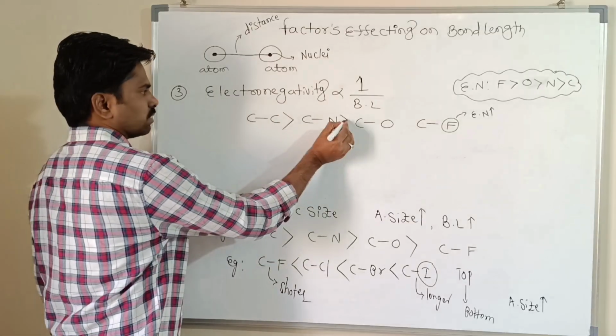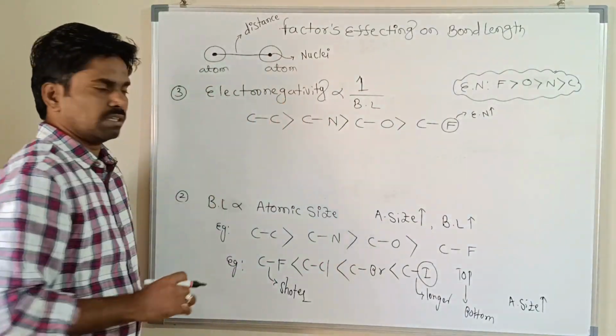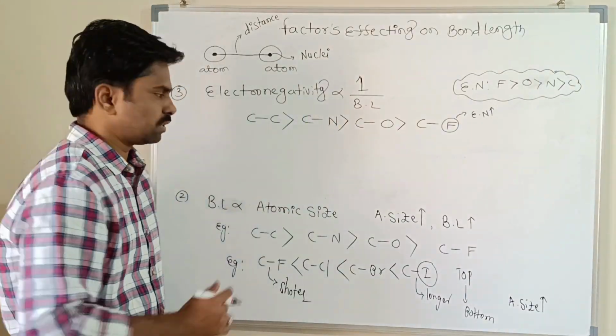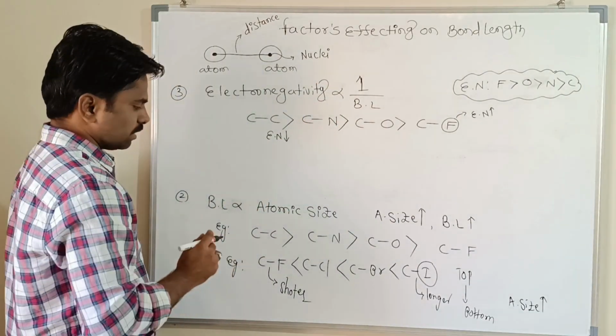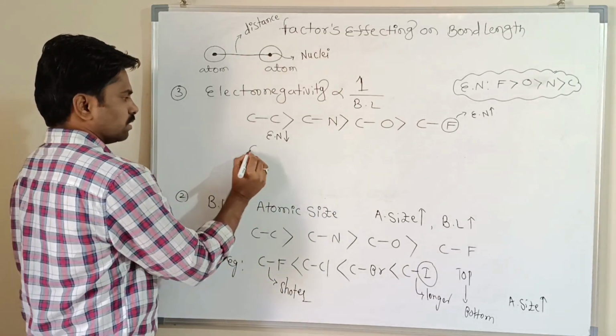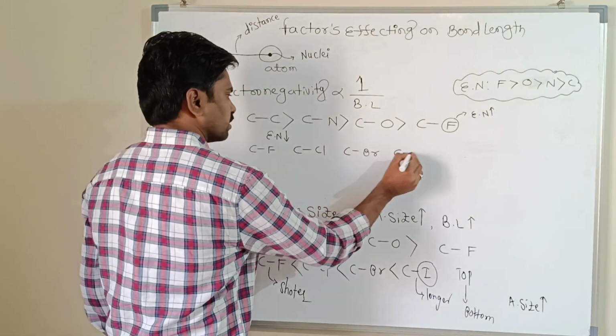So finally, the bond length order is carbon-carbon, carbon-nitrogen, carbon-oxygen. Carbon-carbon is the greatest compared to carbon-fluorine, because its electronegativity is less. Understood? Right. The same question we can apply here: C-F, C-Cl, C-Br, C-I.